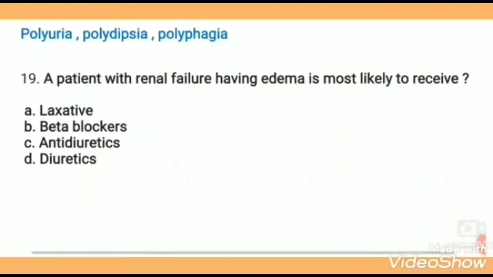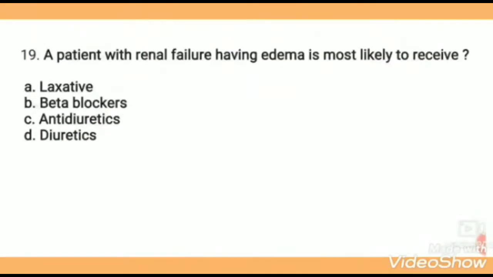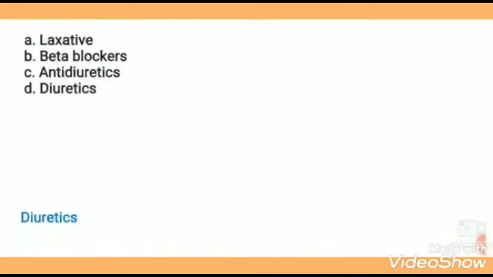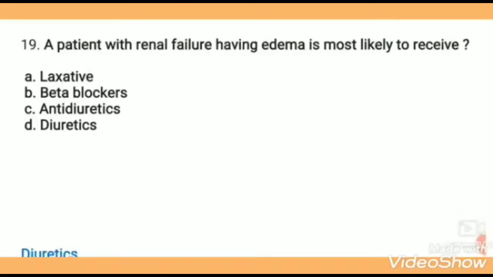Next question. A patient with renal failure having edema is most likely to receive laxative, beta blockers, antidiuretics or diuretics. So, the correct answer, patient with renal failure having edema is most likely to receive diuretics. Diuretics are also called water pills. These are the medications designed to increase the amount of water and salt expelled from the body as urine.